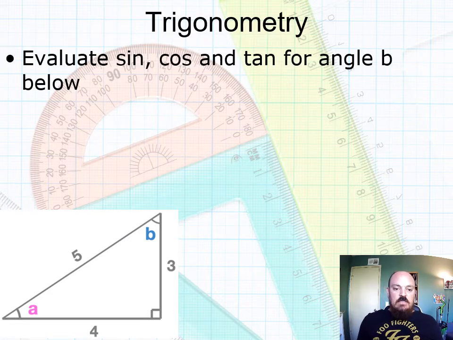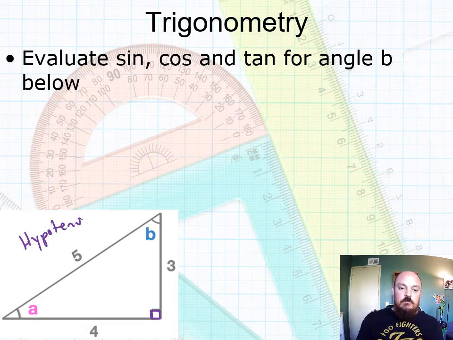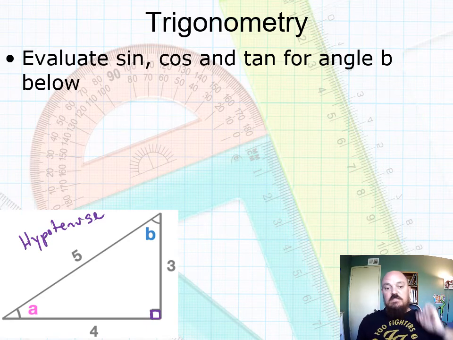So let's finish up our notes today by taking this triangle here, and let's evaluate sine, cosine, and tangent for angle B below. Now, in order to do this problem, the first thing you do is you label. Label opposite, adjacent, and hypotenuse. I always do hypotenuse first. Right down here in the bottom right corner, I see this little right triangle symbol. That means if I go across the triangle opposite from that one, that's going to be the hypotenuse. Hypotenuse is always opposite from the right angle. So the 5 is the hypotenuse in this one.